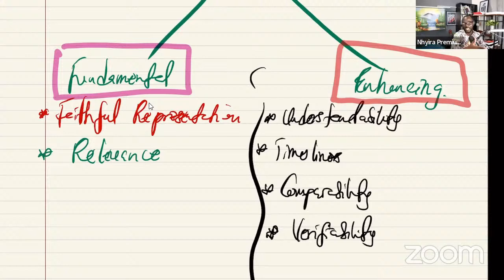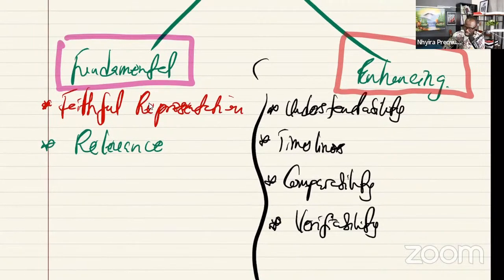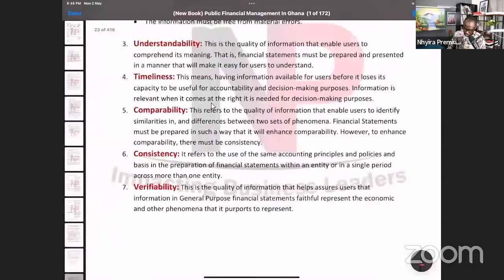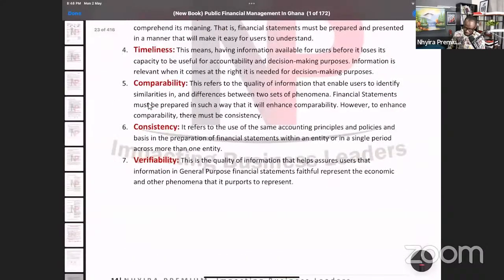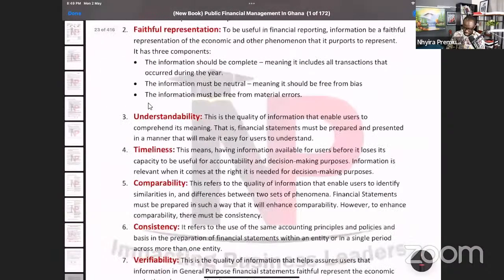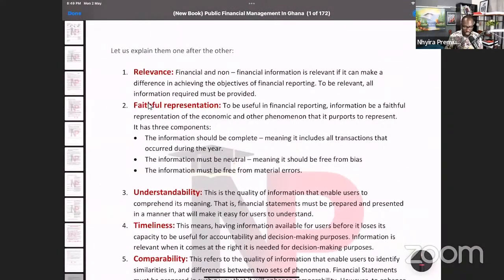But that is the concept of fundamental and enhancing. The fundamental sets the tone, but enhancing completes the financial statements to make them reasonable for the users of the financial statements. So let's run through these as they are already here in your book on page 14. The elements are also here on page 15 that we discussed. So let's go through them quickly.